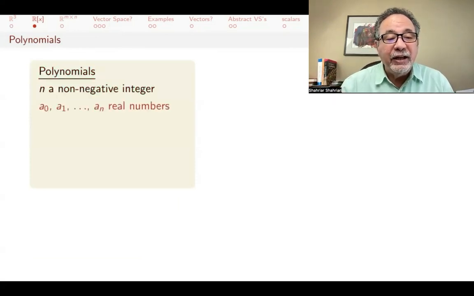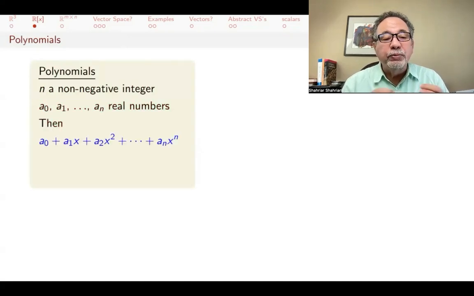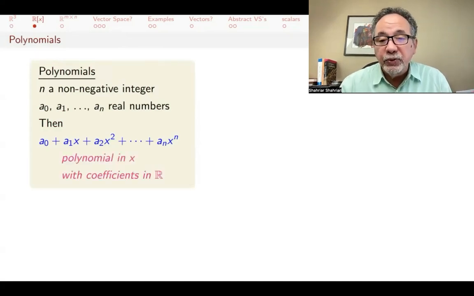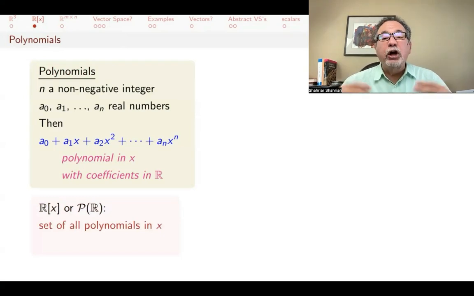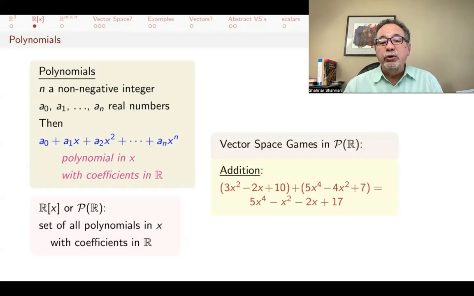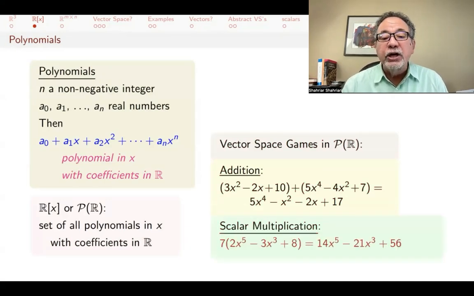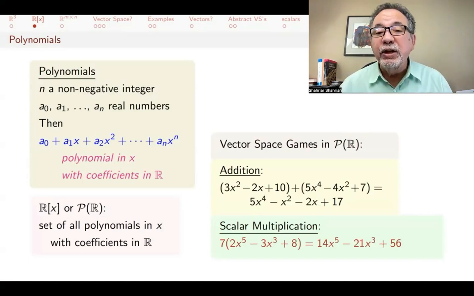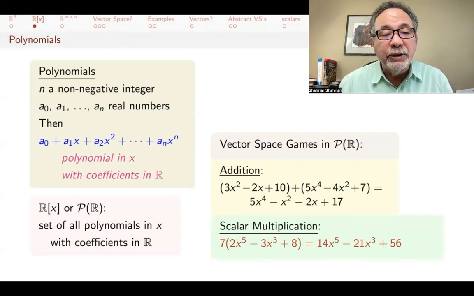If n is a non-negative integer and we have n plus 1 real numbers, then we make a polynomial, a0 plus a1x plus a2x squared, all the way to anx to the n. If those coefficients are real numbers, that's a polynomial in x with coefficients in the real numbers. The notation R[x], or P(R), is going to be the set of all polynomials in x with coefficients in R. We can add two polynomials, and we can multiply by scalars. We can do other things with polynomials, like multiply two polynomials, but that's not what we're going to focus on now. For vector spaces, we focus on addition and scalar multiplication.